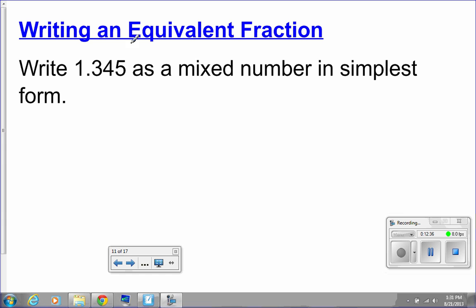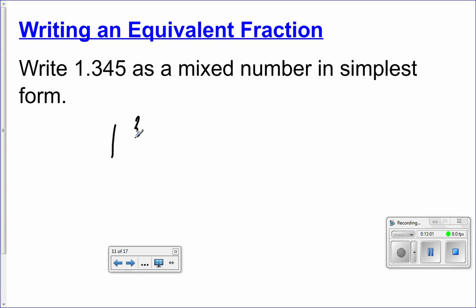So let's work on writing equivalent fractions. So we have the decimal 1.345, and we want to write it as a mixed number in simplest form. So we know we're going to write decimals how we read them. So 1 and 345 thousandths. And this is our whole number. So I know it's going to be a mixed number. So I have 345 over 1,000 because it's 345 thousandths.